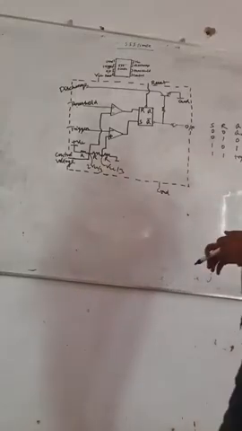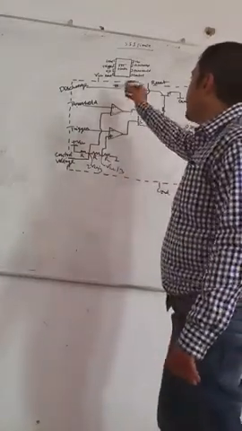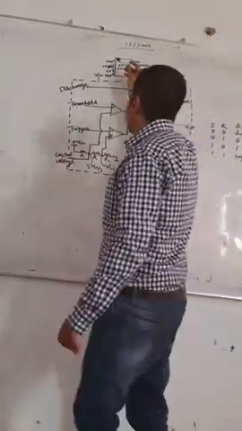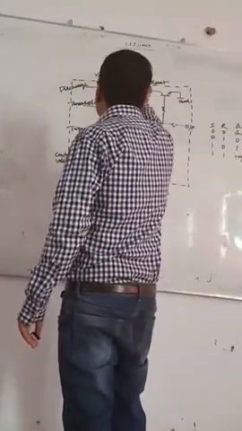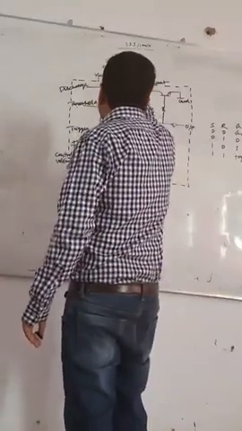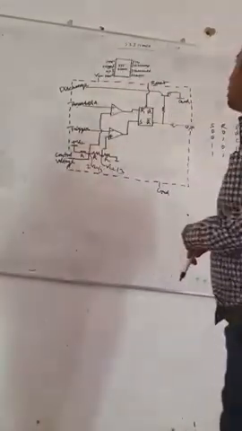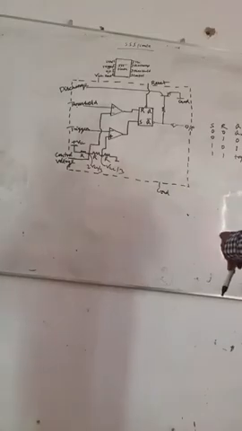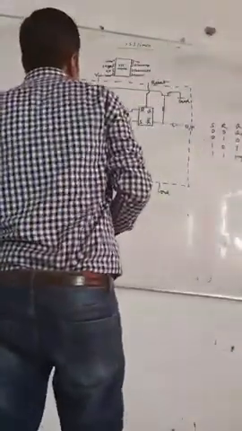So let's quickly check the 555 timer. What are the pins of the 555 timer? The 555 timer is an 8-pin, octa-pin device. These are the pins of the 555 timer. Counting from the left: ground, trigger, output, reset, control, threshold, discharge, VCC. 1, 2, 3, 4, 5, 6, 7, 8. Ground, trigger, output, reset, control, threshold, discharge, VCC. So these are the pins of the 555 timer.